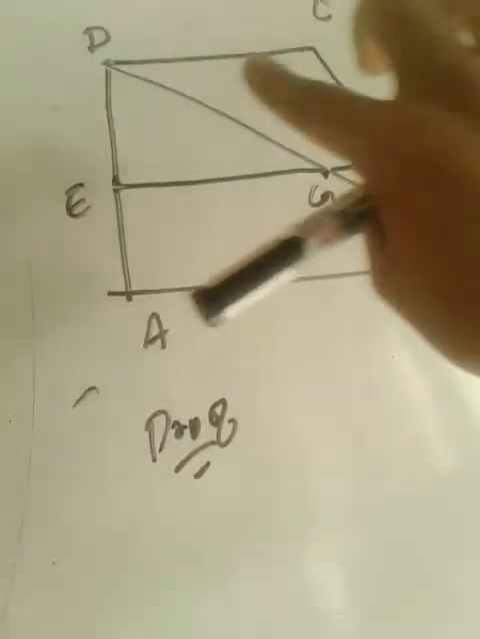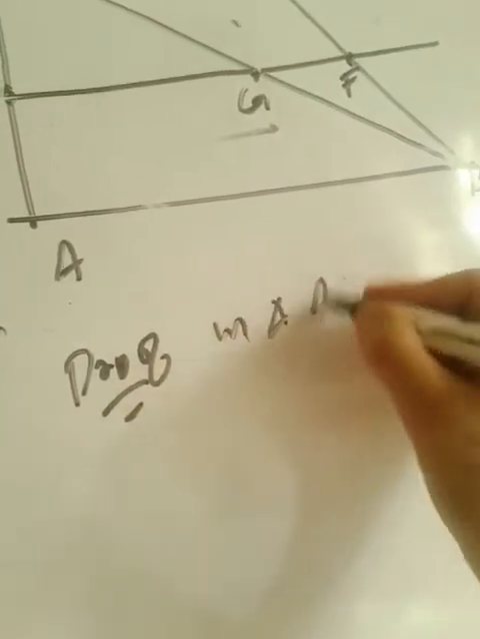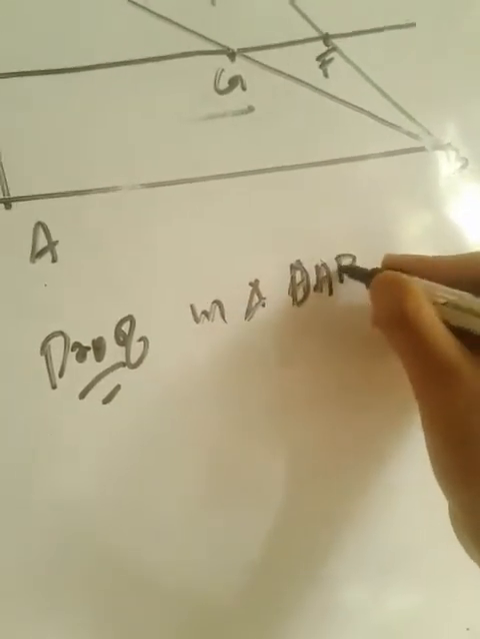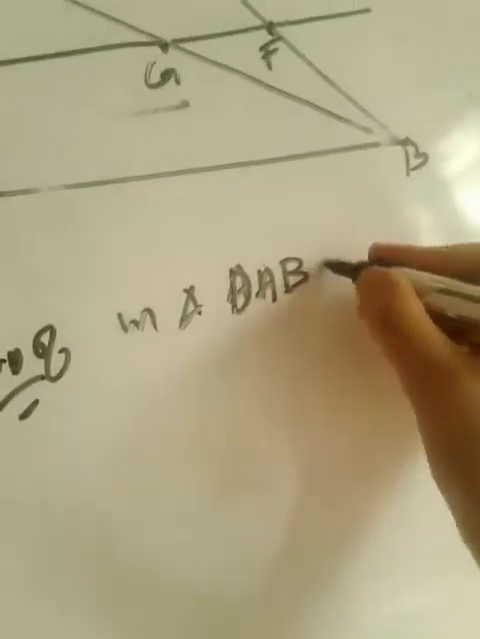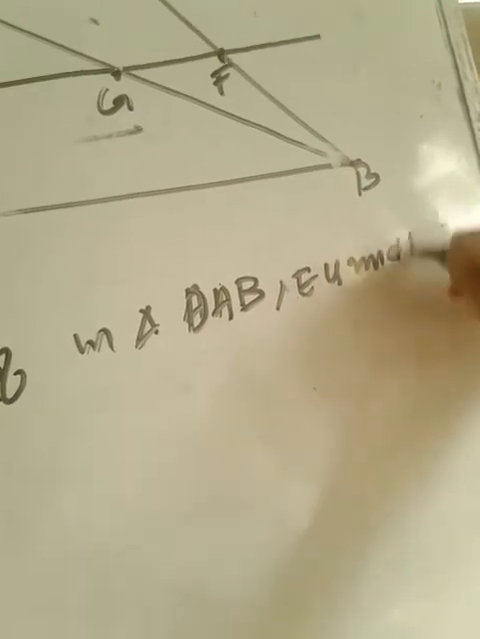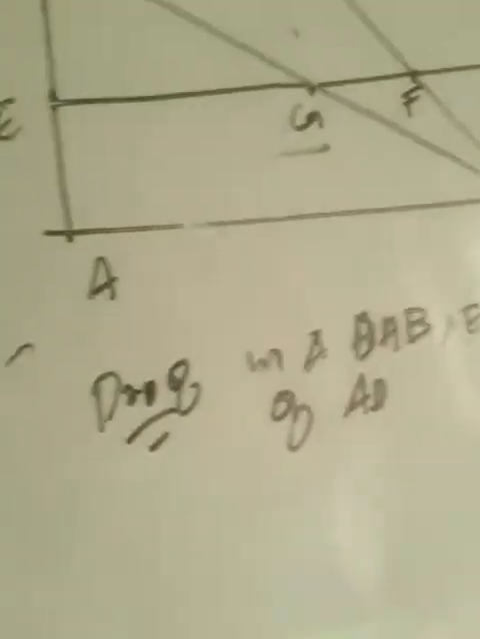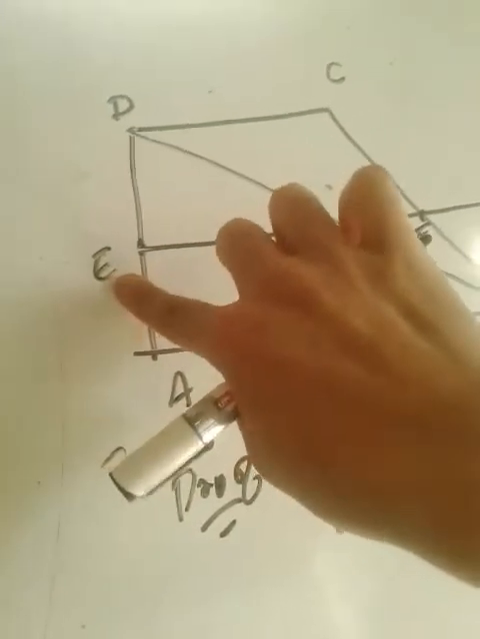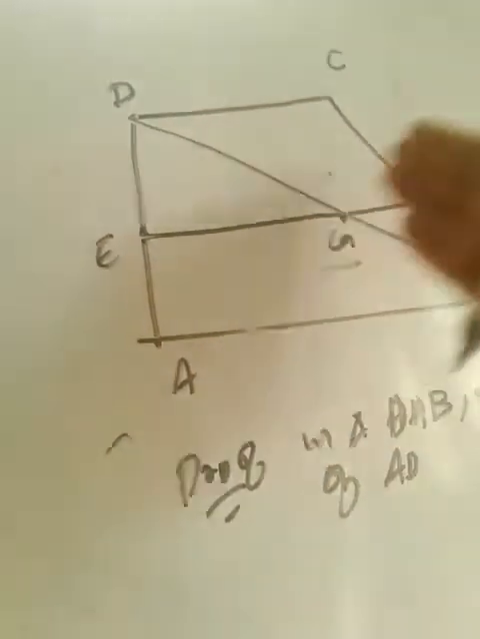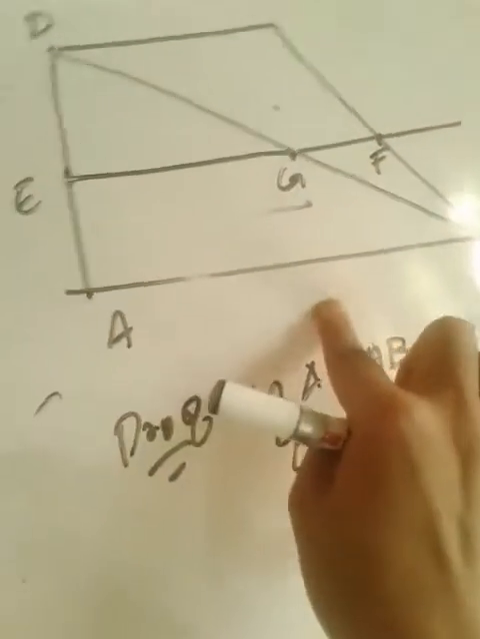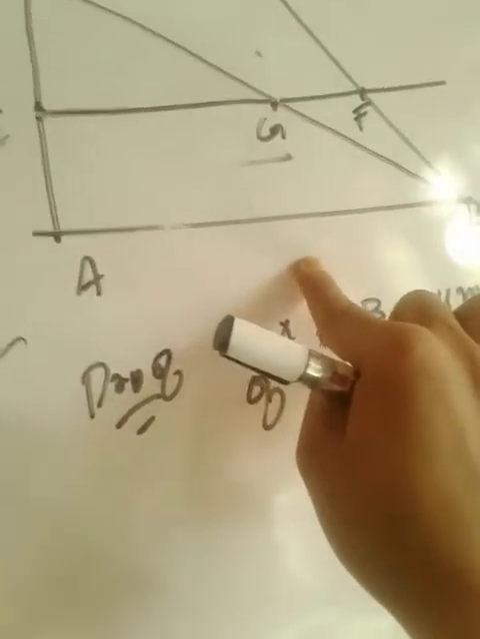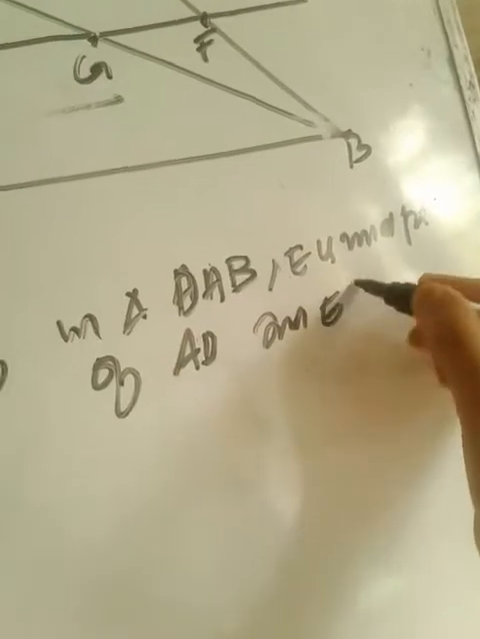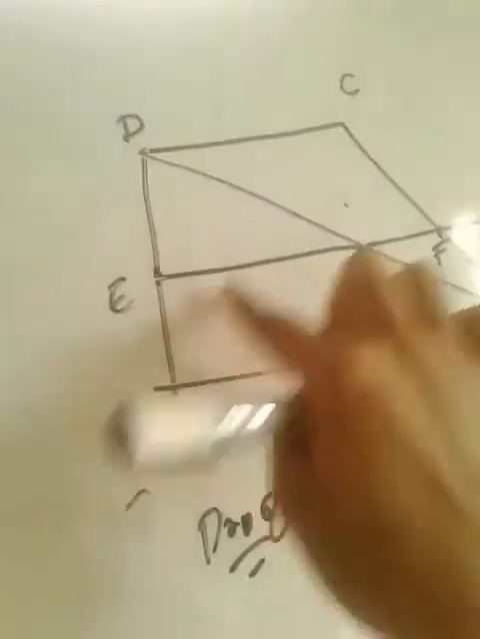In triangle DAB, E is the midpoint of AD. It is given. And since EF is parallel to AB, it means EG is also parallel to AB. So E is the midpoint of AD and EG is parallel to AB.